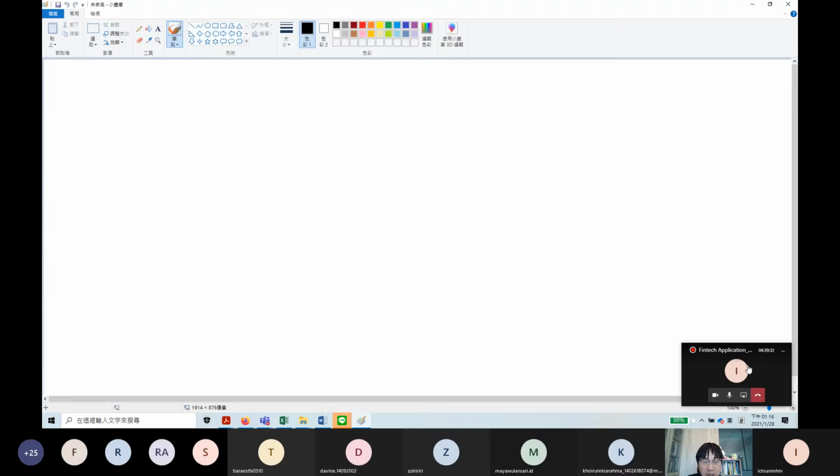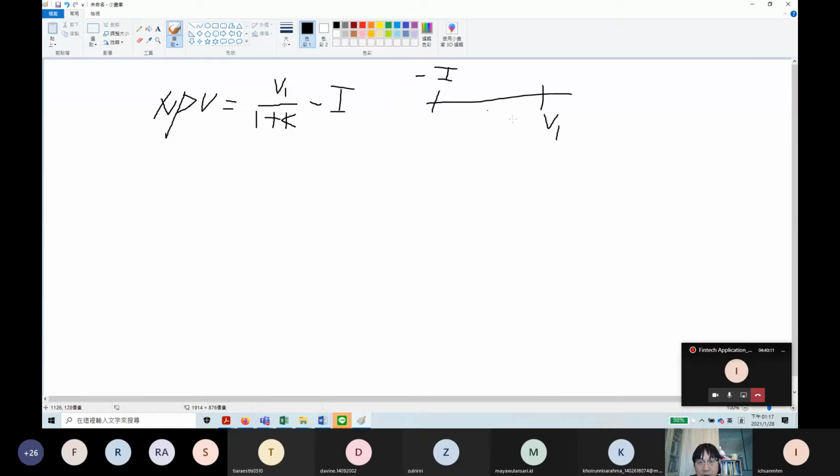Okay, so I continue from last day's teaching about the decision model of investment. NPV, right? Net present value. Suppose for a one-period decision, we know NPV equals V1 divided by 1 plus K, minus I. V1 is the inflow and I is the outflow in one period time.